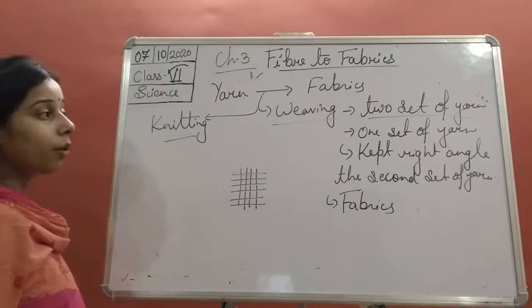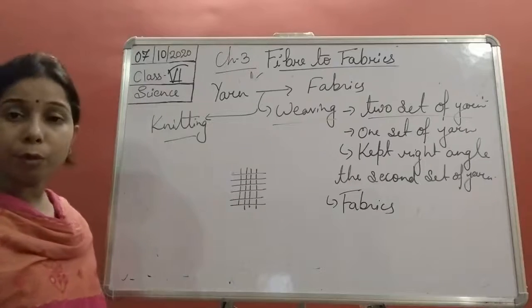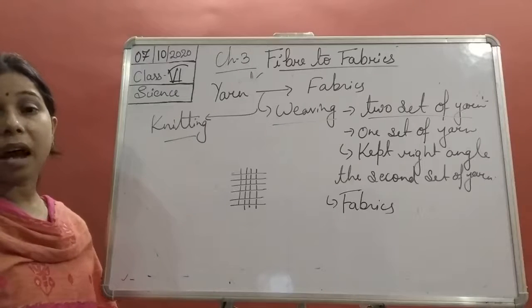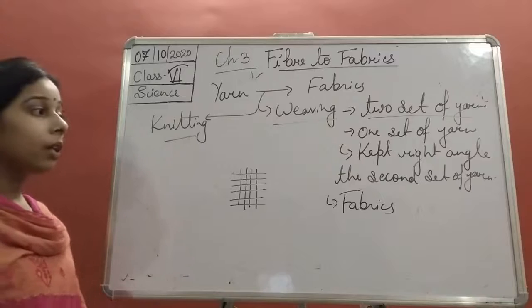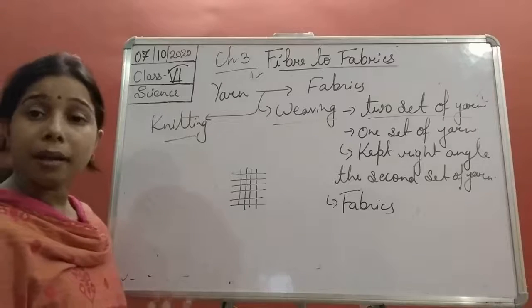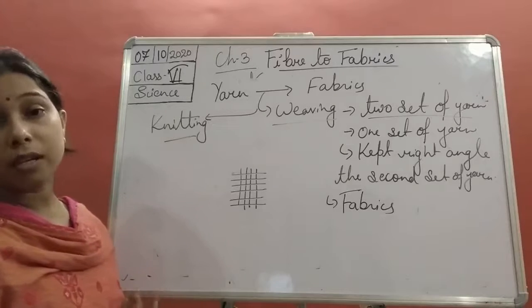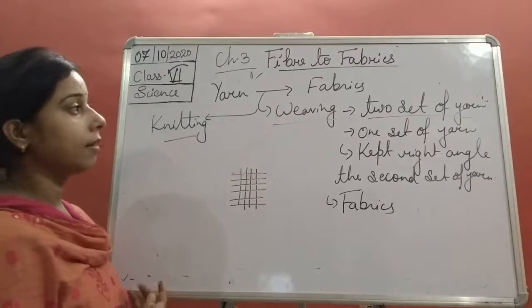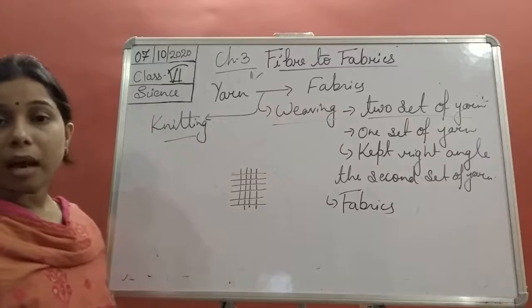Now in weaving, students, we discussed the handloom and power loom. If it is done by hand, then that is a handloom, and if it is a power loom, it means a machine is used for the process of weaving, then yes, that is known as a power loom.